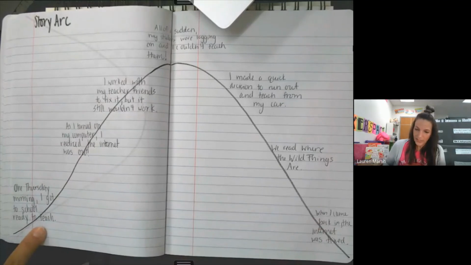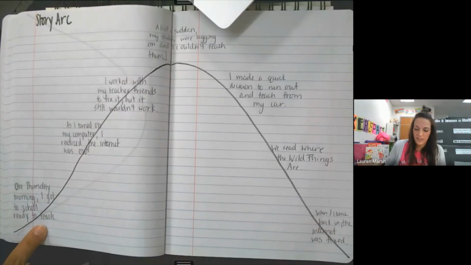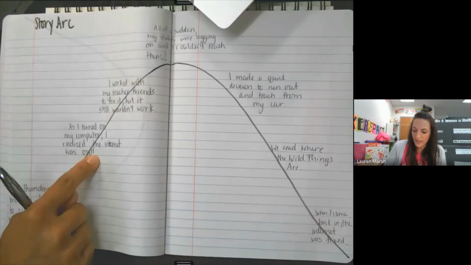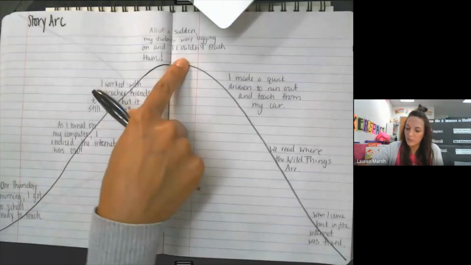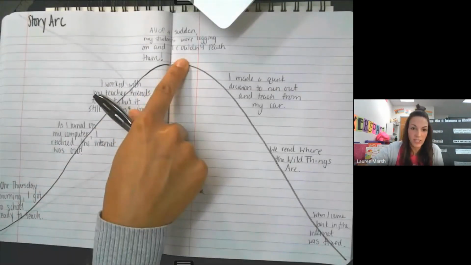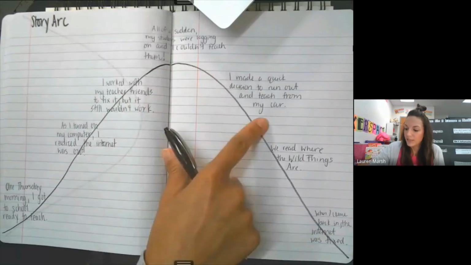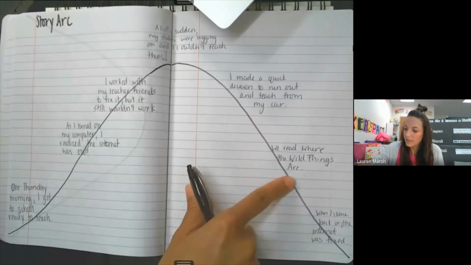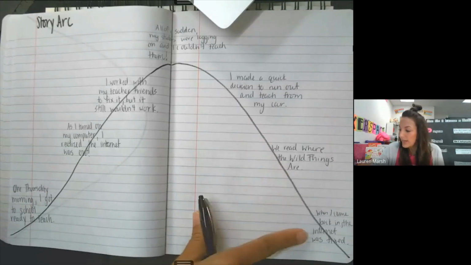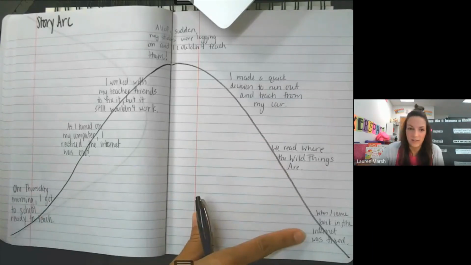One Thursday morning, I got to school ready to teach. As I turned on my computer, I realized the internet was out. I worked with my teacher friends to fix it, but it still wouldn't work. All of a sudden, my students were logging on and I couldn't teach them. I made a quick decision to run out and teach from my car. We read Where the Wild Things Are. When I came back, the internet was fixed.